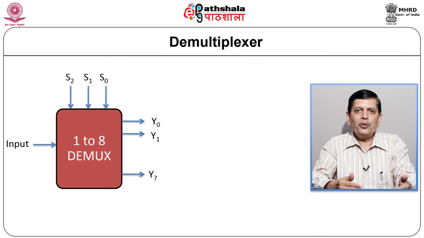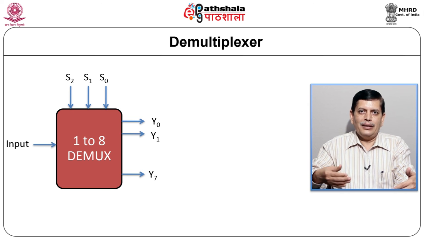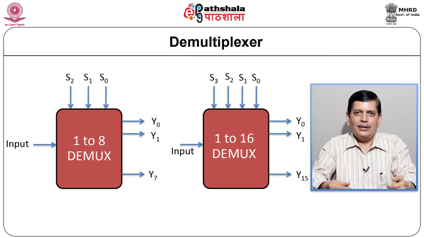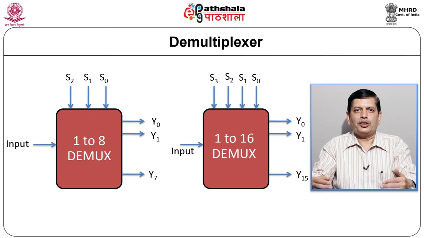Similarly, when we move on to the higher order demultiplexer, we have m equal to 3, wherein we can have 8 possible outputs. So, these 3 select lines can allow the input to be distributed amongst the 8 output lines, either in a time division multiplex mode or frequency division multiplex mode. Similarly, when m is equal to 4, we have a 1 to 16 demultiplexer, and 4 select lines can redistribute the input data amongst 1 out of 16 different lines.